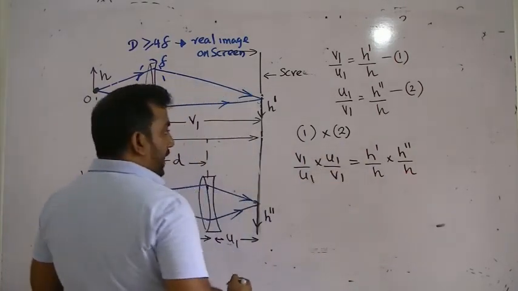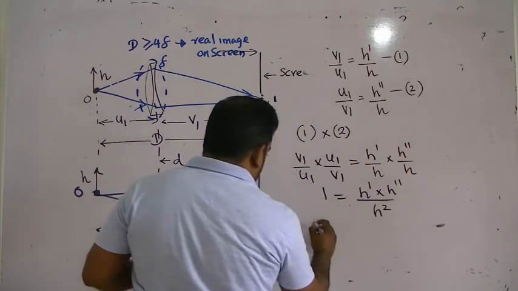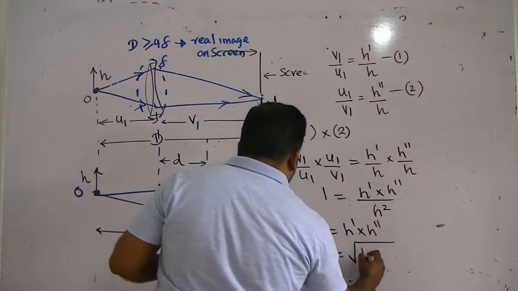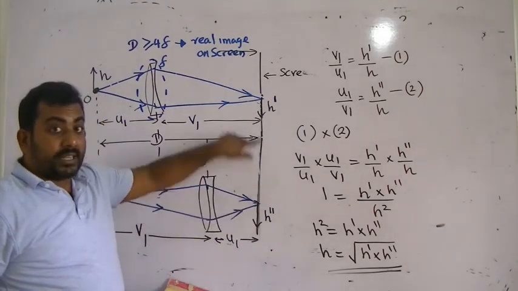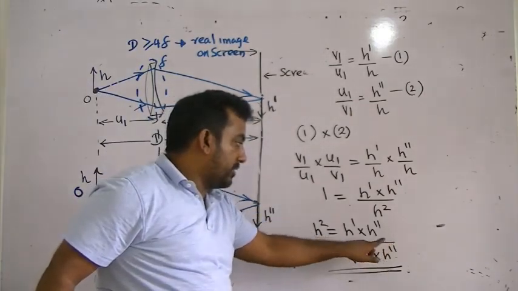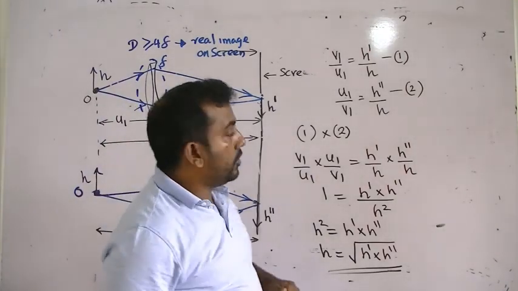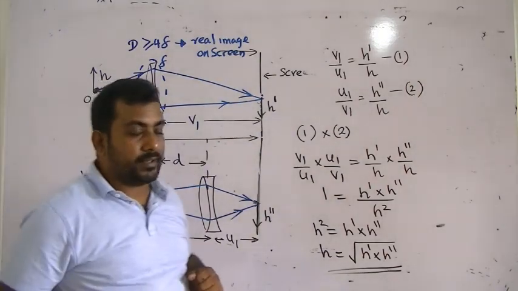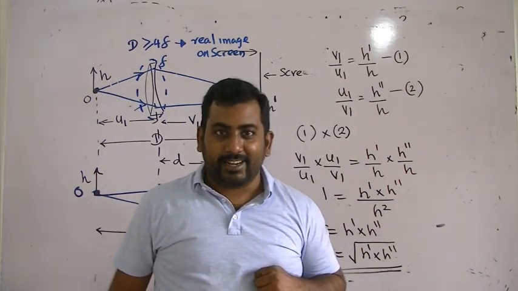v1 and u1 cancel out. So h dash into h double dash over h square, cross multiply: h square is h dash into h double dash. So h is the square root of h dash into h double dash. That means if I know both the image heights, I multiply them and take the square root, and I can find the object height. Okay? So this is something additional which you will also learn from this practical. This concludes 1993 optics structured essay, question number 3.